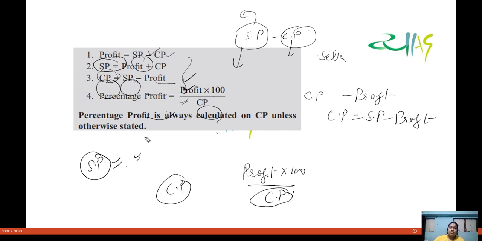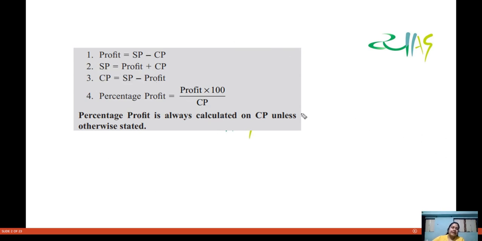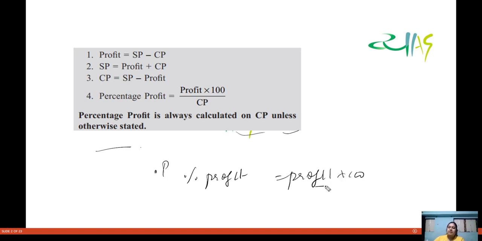Unless you are asked to find the percentage profit relative to selling price. See, percentage profit is always calculated on cost price unless otherwise stated. So percentage profit is equal to profit into 100 divided by cost price. Okay, percentage profit is equal to profit into 100 divided by cost price.